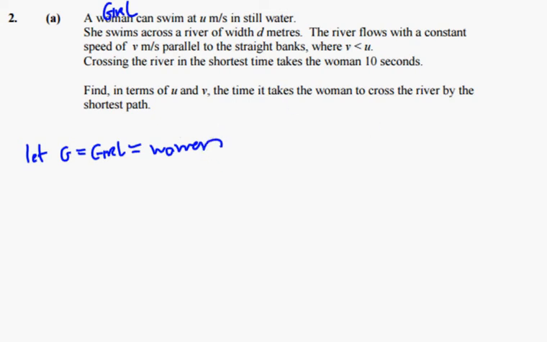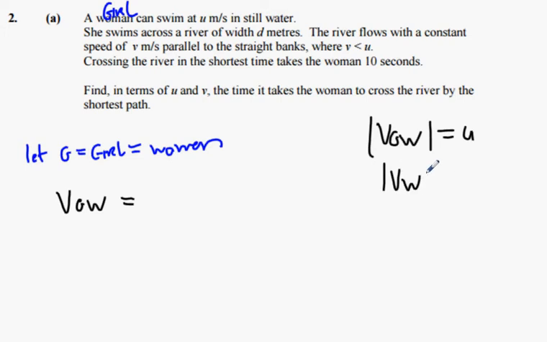So what I'm saying is that the velocity of the girl in water is u. I don't know what direction she's going in at the moment, but that's definitely the velocity of the girl in water. That's the magnitude of the girl in water, u. I don't know anything about the i or j components just yet. The river flows with constant speed, so the velocity of the water is v, parallel to the banks. There's no angles to be considered. Where v is smaller than u.